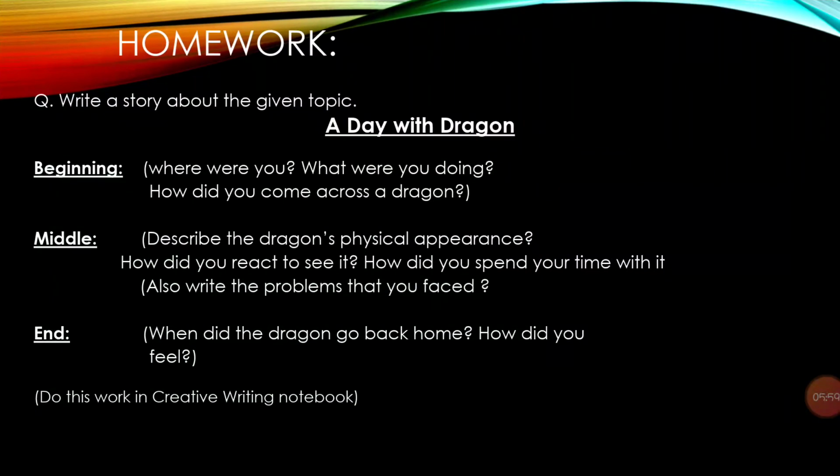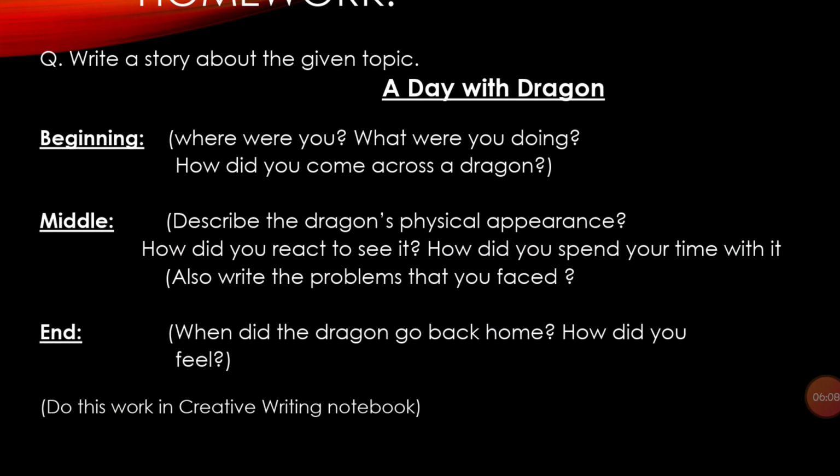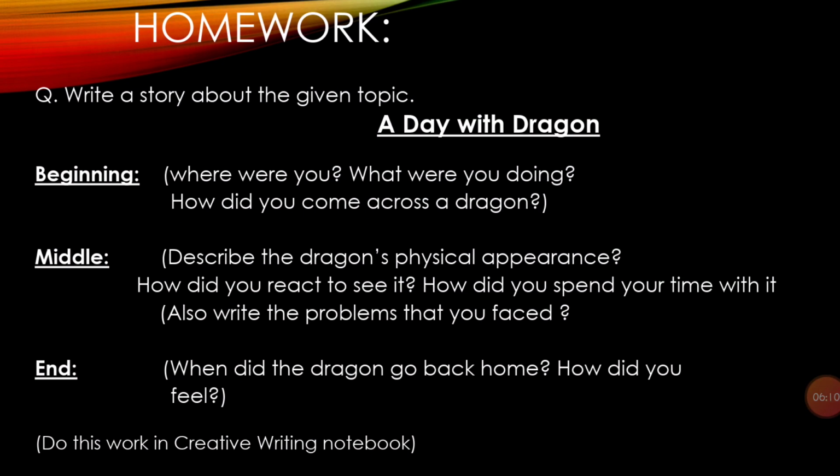Here I'll guide you about the homework. After writing the day and date, homework, you will write the question: Write a story about the given topic. Then you will write the topic, A Day with the Dragon. After that, you will divide the story into three chunks: beginning, middle, and end.